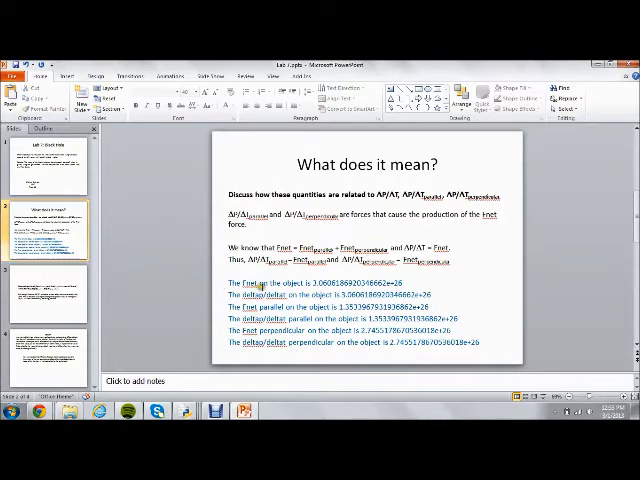To prove this, I printed out the code, and it shows that Fnet is the same, 3.06 e to 26, as delta p over delta t, which is also 3.06 e to 26. And Fnet parallel and delta p over delta t parallel is the same. They're both 1.35 e to the 26. And the Fnet perpendicular and delta p over delta t perpendicular are the same as well at 2.7 e to the 26.